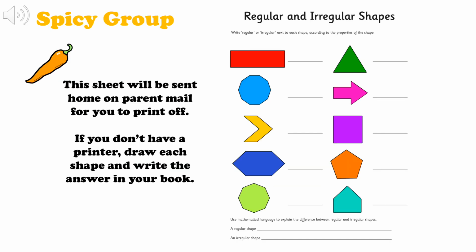On the screen in front of you, you will see the spicy group activity. This sheet will also come home as a parent mail, so you have the opportunity to print it off if you are able to. What you need to do is look at the shapes and decide, are they regular or irregular, and try and explain why. Then underneath, you've got to be able to write a definition of what a regular shape is and what an irregular shape is.